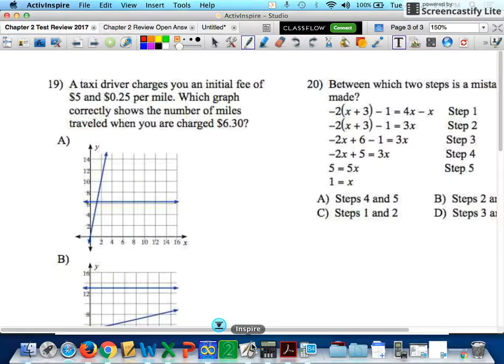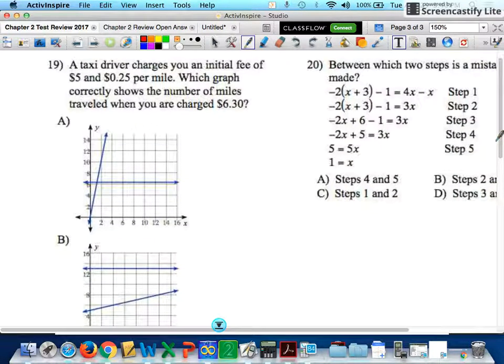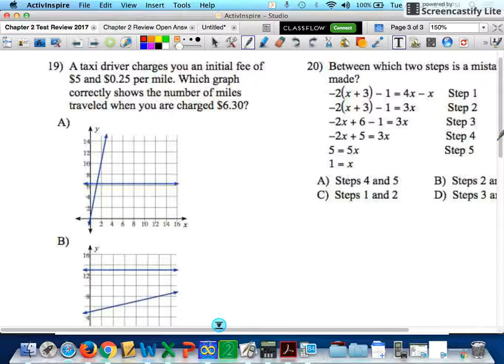So here we are, back up at 19. A taxi driver charges you an initial fee of $5 and 0.25 per mile after that. So 25 cents every single mile after that. What I'm already thinking is this graph has to start somewhere up here, not down here at 0. It's going to start somewhere here, and then it's going to go up from there.